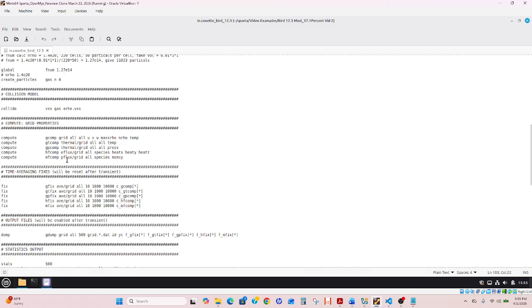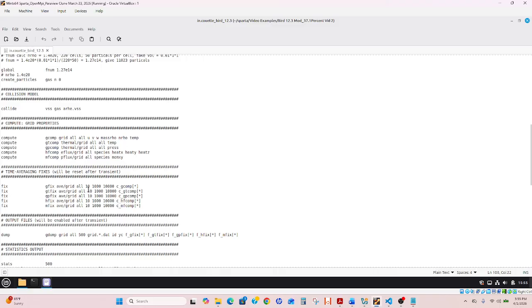Nothing has really changed from the last example about how to do the computes. Go back and look at that example. We'll do a little more talking on that. We did a lot of talking on the computes and the fixes and the dumps in the first example. We're going to kind of breeze through that now.